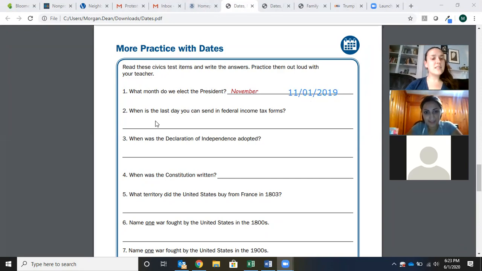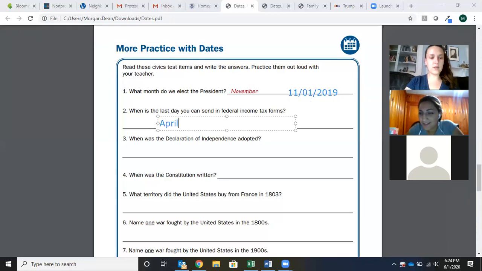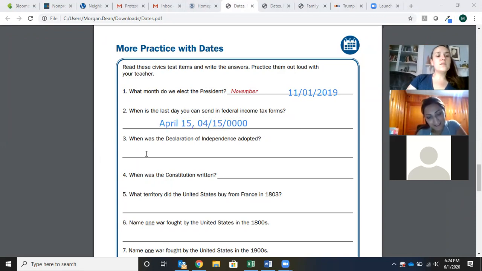When is the last day you can send in federal income tax forms? I think April 14th. 15. April 15th. You guys got it. April 15. And what's the short form of April 15? 04. Good. 15. Good. And then whatever year, right? We just got to have 4 digits. Okay. When was the Declaration of Independence adopted?